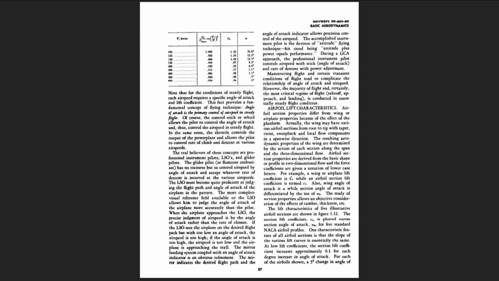The LSO must become quite proficient at judging the flight path and angle of attack of the airplane in the pattern. The more complete visual reference field available to the LSO allows him to judge the angle of attack of the airplane more accurately than the pilot. When the airplane approaches the LSO, the precise judgment of airspeed is by the angle of attack rather than the rate of closure. If the LSO sees the airplane on the desired flight path, but with too low an angle of attack, the airspeed is too high. If the angle of attack is too high, the airspeed is too low, and the airplane is approaching the stall.